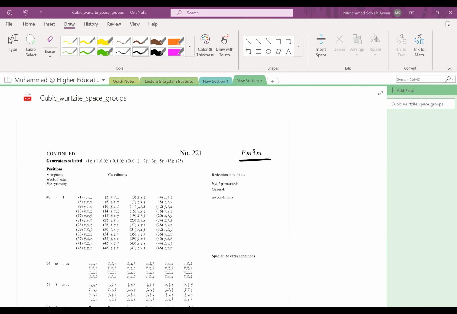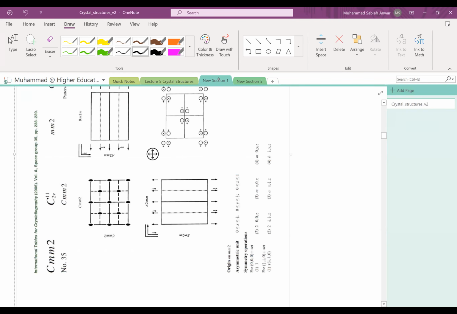Sir, I think we're still seeing the OneNote window. Okay, all right, okay, just hold on, please.